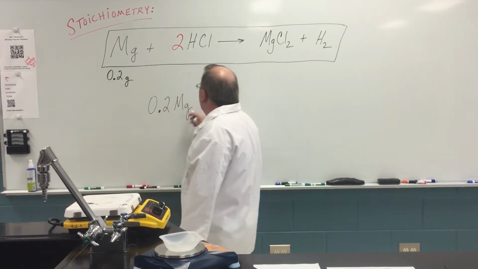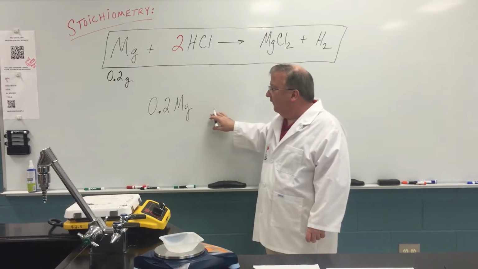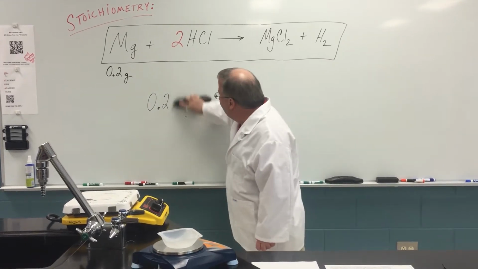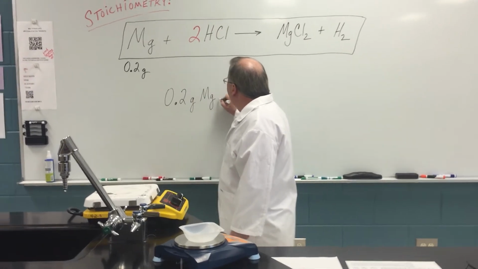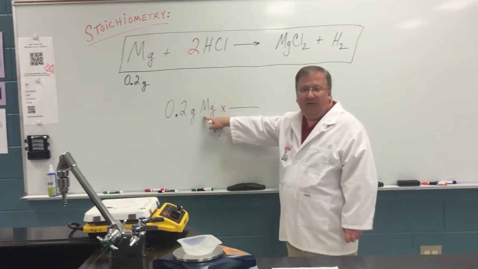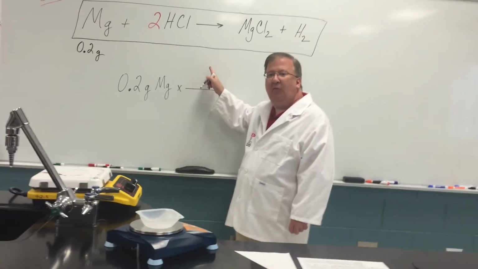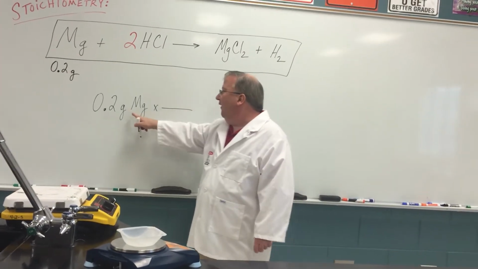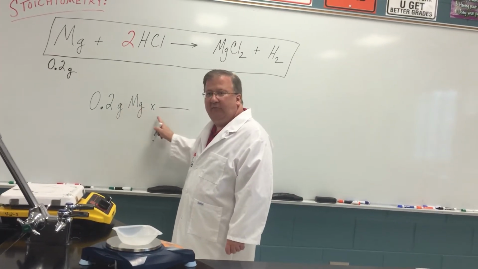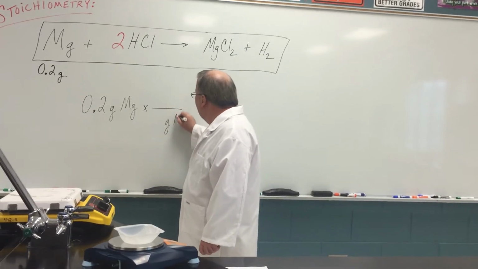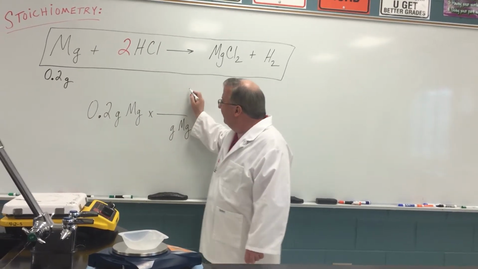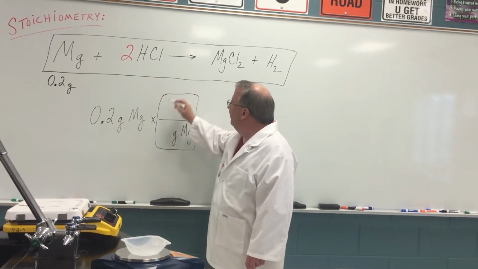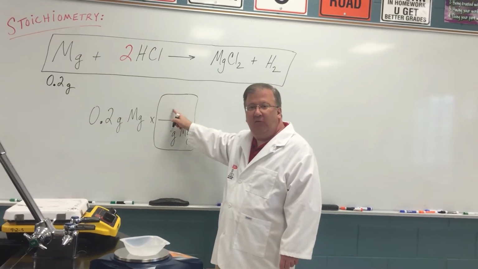Now, I want to get rid of grams of magnesium, and I need to add a little g for grams. And I want to convert my grams into moles, and we'll see why we need to do that in just a second. All right, real simple. We put the grams of magnesium on the bottom so that they'll eventually cancel out. Now, this is what we call a conversion factor. This must be a true statement.